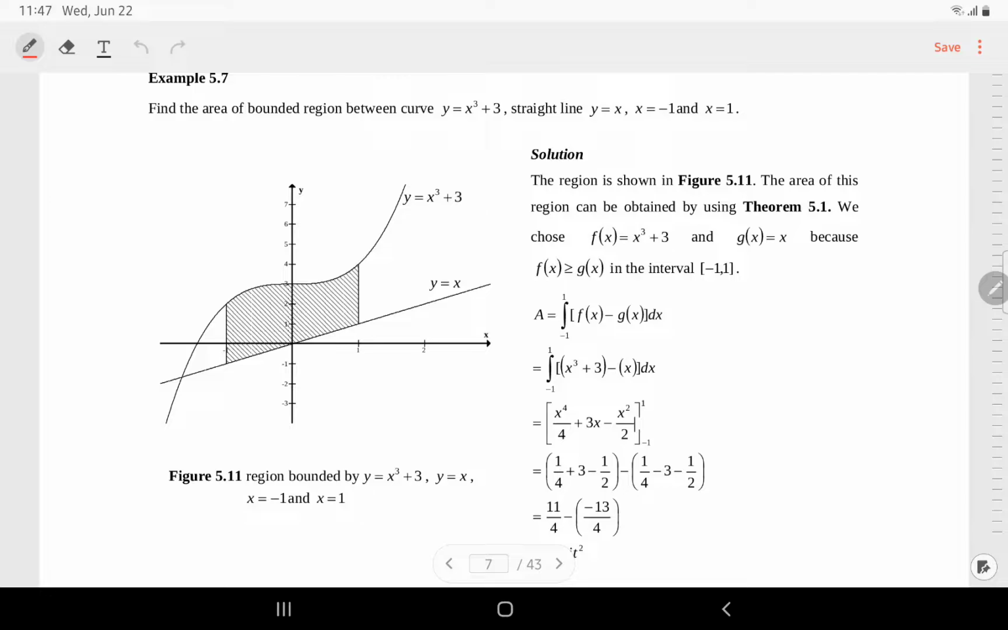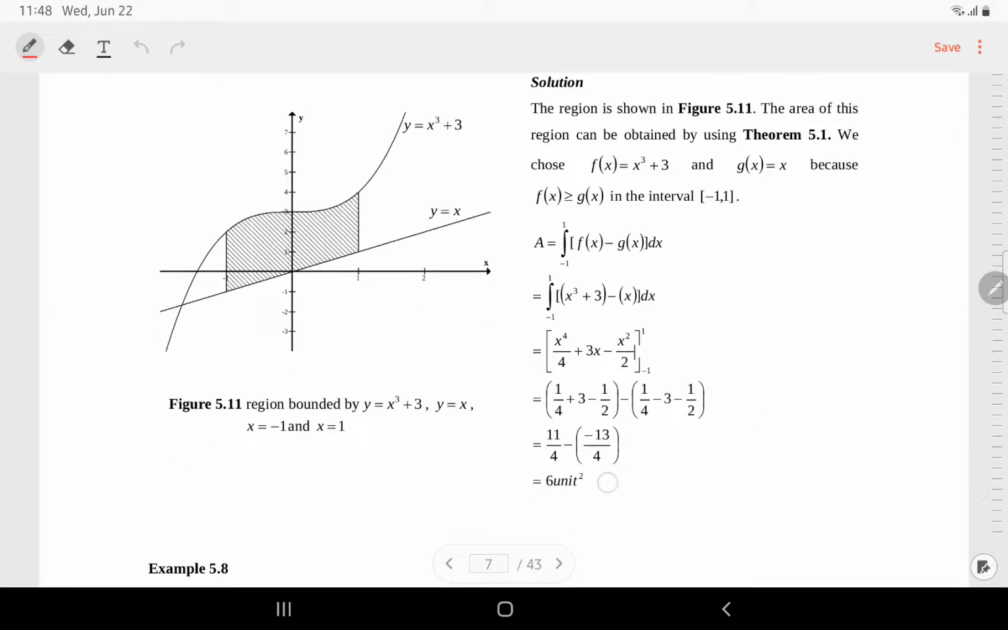Ataupun alternative solution kita guna formula tadi. Okay, kita terus tolakkan dua function. Function yang atas tolak function yang bawah. So, the upper function is right here yang ni. Bahagian atas dia. Function yang bawah yang ni. So, function yang belah atas x cube plus 3 minus function belah bawah x. Okay, x cube plus 3 minus x. Integrate from negative 1 until 1. Negative 1 dekat sini until 1. So terus dapat jawapan.